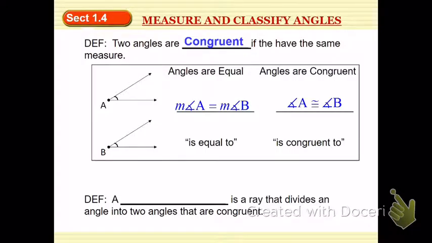Definition. An angle bisector is a ray that divides an angle into two angles that are congruent. Okay. When we cut something in half, what do we call that? I think we've talked about what? Bisect. So it would be an angle bisector. Angle bisector is a ray that divides an angle into two angles that are congruent. Any questions? Okay.